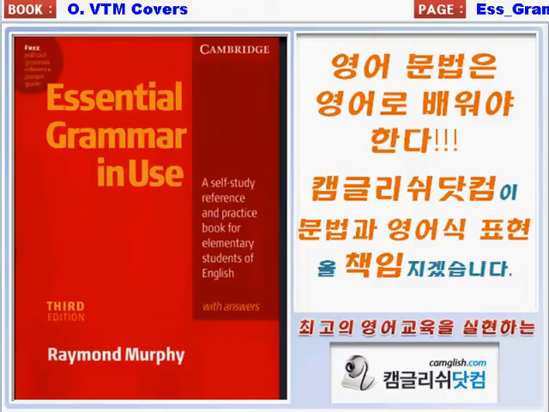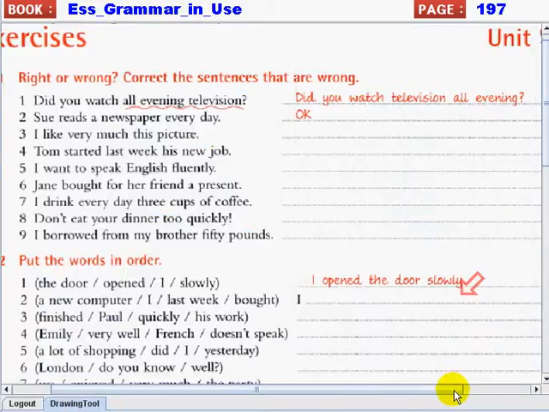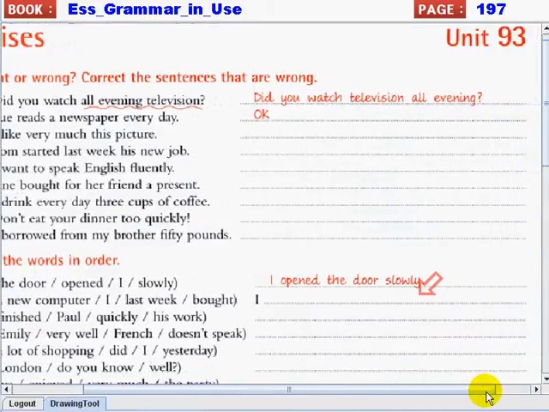And I will let you answer some grammar exercises in the book Essential Grammar in Use, 3rd edition, by Raymond Murphy. I hope that you're all doing fine and you're happy. Well, be ready because we will do some grammar exercises that might help you enhance your sentence construction. We're going to do exercises under Unit 93.